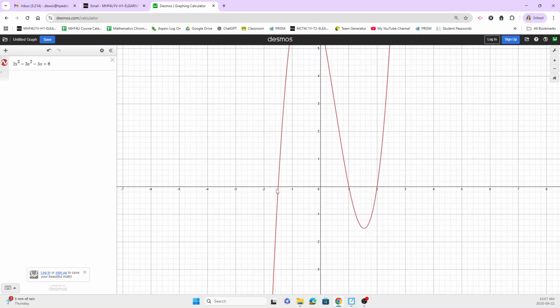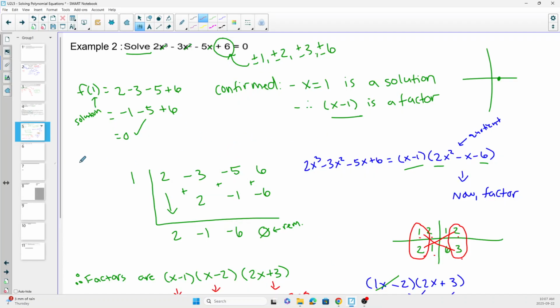Obviously, it's very, very easy because you just put your function in and look at your x-intercepts. If you touch anywhere on your function, the x-intercepts will automatically appear as points of interest, so you know the exact value. But a lot of work to get there.